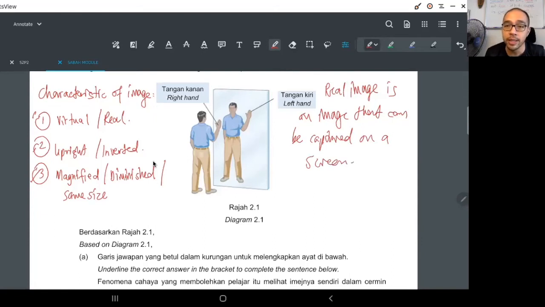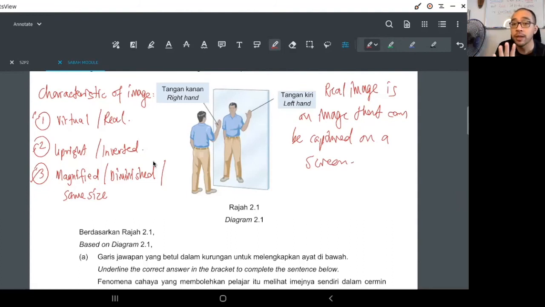Okay, a real image is an image that can be captured on a screen. This is a little bit hard for us to imagine. It's easier when we do lenses, because with lenses most of the images are real. But for a mirror, I can see the person in there, that's the image, no? So why isn't it real?